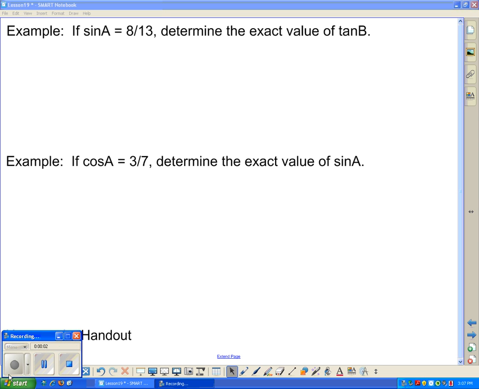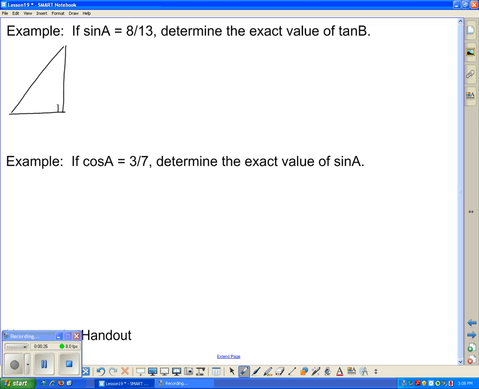All right, the final example here. So if sine A equals 8 over 13, determine the exact value of tan B. It's not hard until you see the process and understand the terminology. Because we're using trig and sine, cos, and tan, we know we're dealing with a right angle triangle. So I'm going to just sketch a triangle for myself.